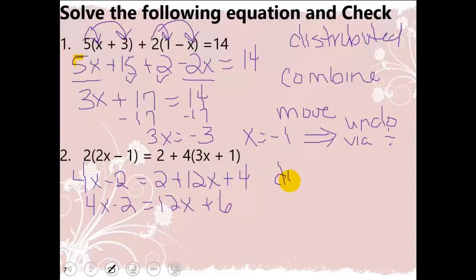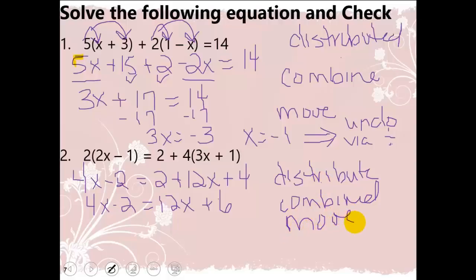So this is distribute. Then I combined. Now I'm going to move. I'm going to move my 12x over so I get negative 8x. I'm going to move my 2 over equals 8. So again, x equals negative 1. Right?